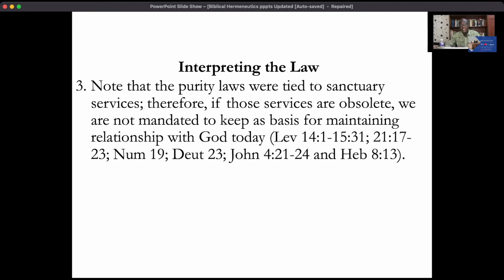Note that the purity laws were tied to sanctuary services. Therefore, if those services are obsolete, we are not mandated to keep them as a basis for maintaining relationship with God today. So in the Old Testament, particularly in the Sinaitic covenant laws, God instituted purity laws. And these laws were tied to sanctuary services. And so if the regulations of the sanctuary services are no more relevant today, then we are not bound to keep the purity laws.